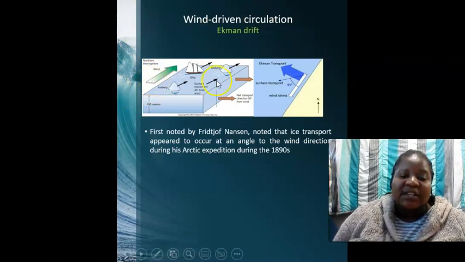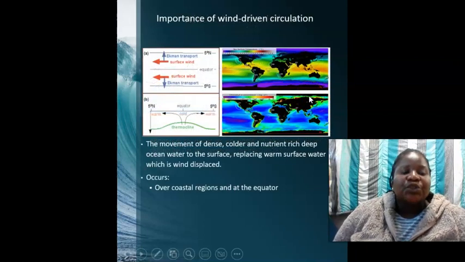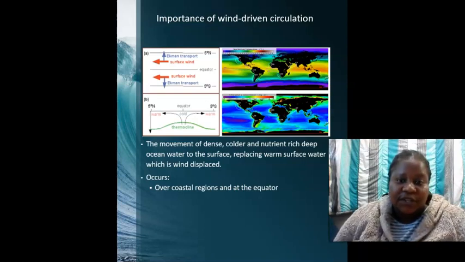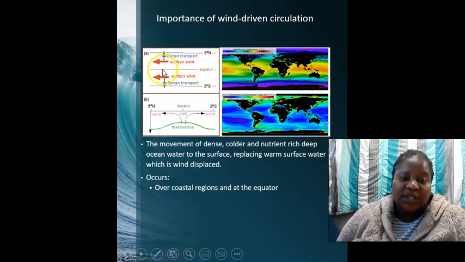And this was later investigated by Ekman, who realized that this was at a specific angle, a 45-degree angle from the direction of the prevailing wind, and this was named the Ekman transport. This later helped us understand what we observed at the equator, because along the tropics, we learned that the prevailing winds are the easterlies, which blow from east to west.